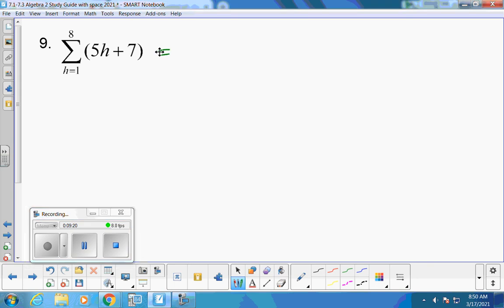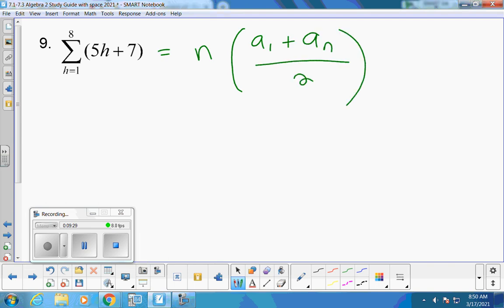So here's the shortcut we're referring to. A little bit harder to use than the last one, a little bit more stuff going on. N is the number of terms in the sequence. How many terms are in our sequence? 8. A1 is the first term, which you can normally get by putting this guy, the lower limit, in for H. So what would that be?